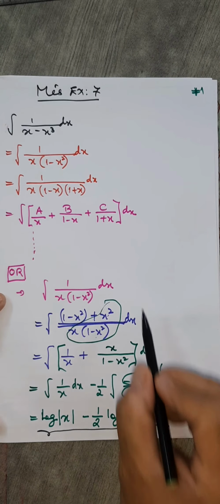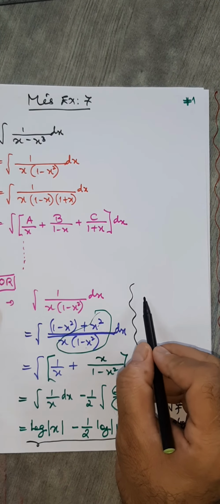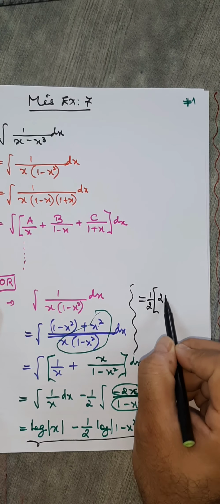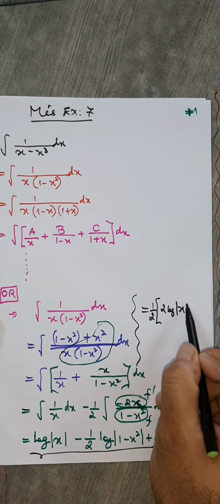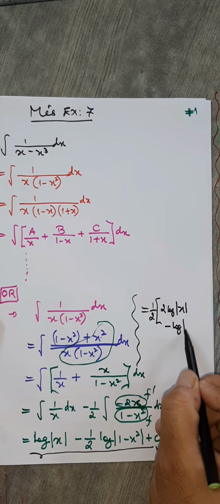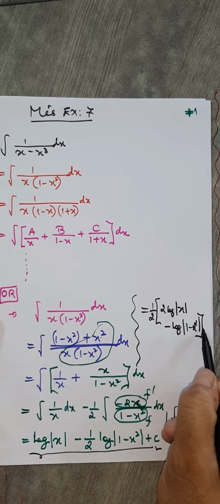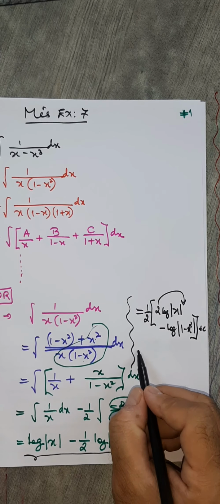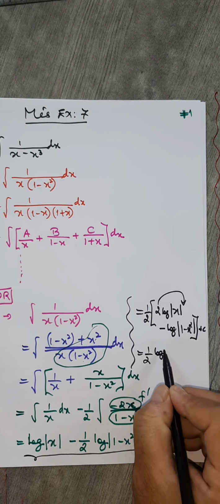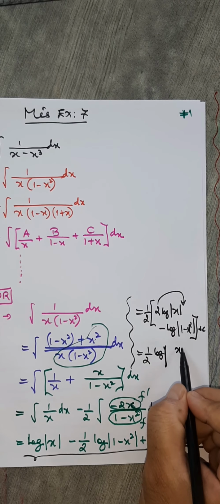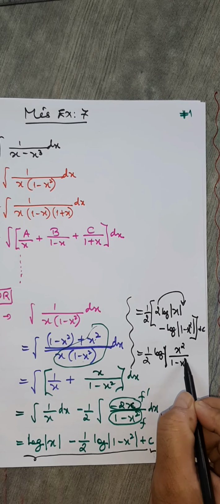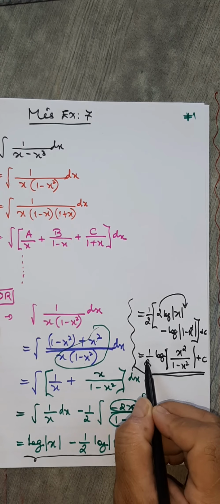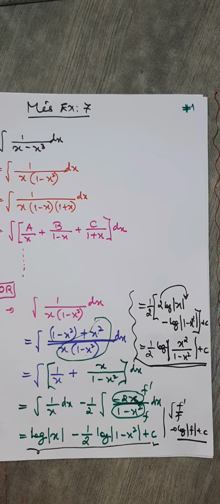But still if you want to do one more step, you can write like this here. Take 1 by 2 as LCM here. So what I'll get here, 2 into log of mod of x minus log of 1 minus x squared with modulus plus c. Now 2 will go in power here, and then log a minus log b. So here half as it is, this will be in the power, which is x squared upon 1 minus x squared plus c. This is the required integral. Fine. Okay.